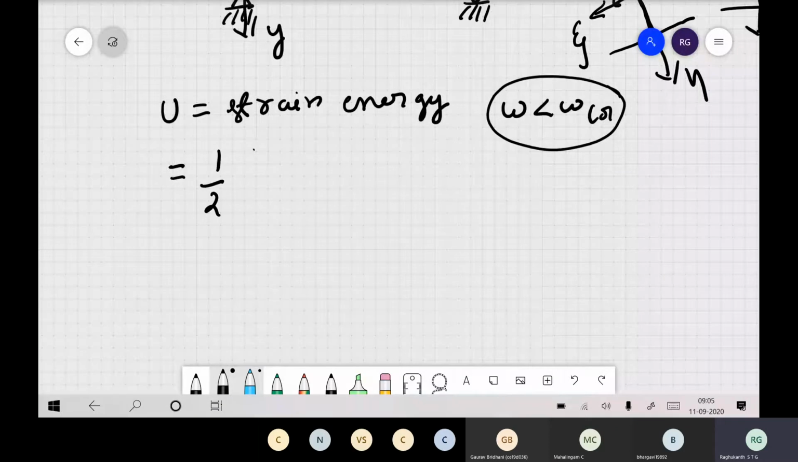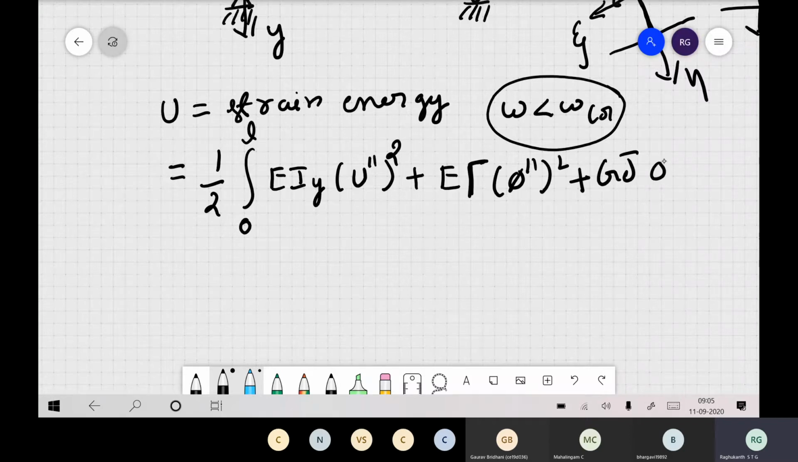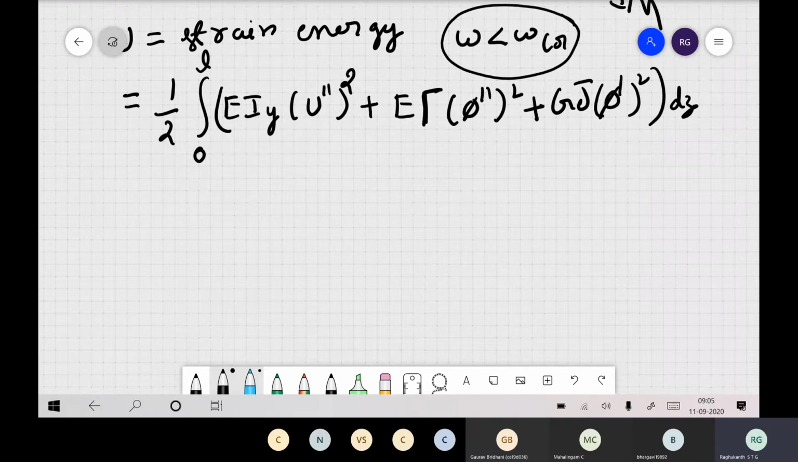That is half, integral from 0 to L, of EI times u double dash whole square, plus E times the warping constant times phi double dash square, plus GJ times phi dash square. This entire expression is multiplied by dz. This was our expression which we wrote in the last class for the internal strain energy.